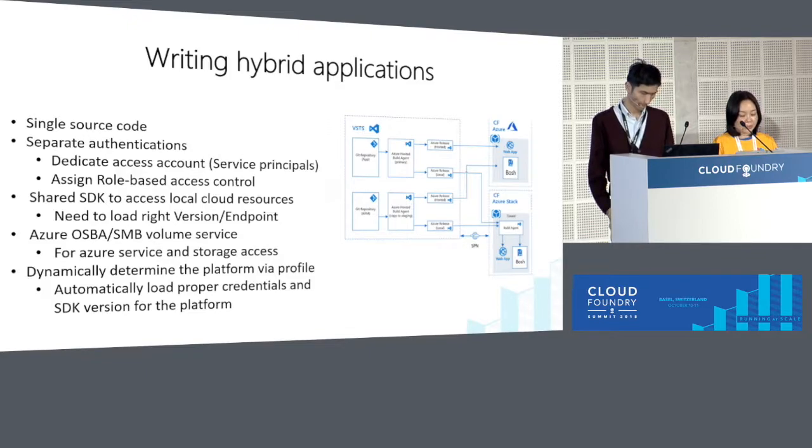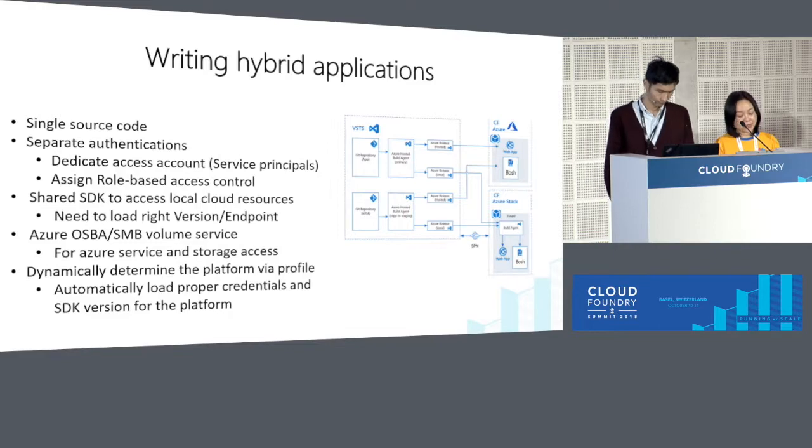One of the important things here is you need to dynamically determine the platform, and then you load the profile. The Azure API profile is an easy way to help you load the correct API version for your hybrid application. One such profile is the hybrid profile. With the hybrid profile, you specify what version you want to use. It will automatically load the compatible version between Azure and Azure Stack, so you don't have to figure out the compatibility between Azure and Azure Stack APIs.